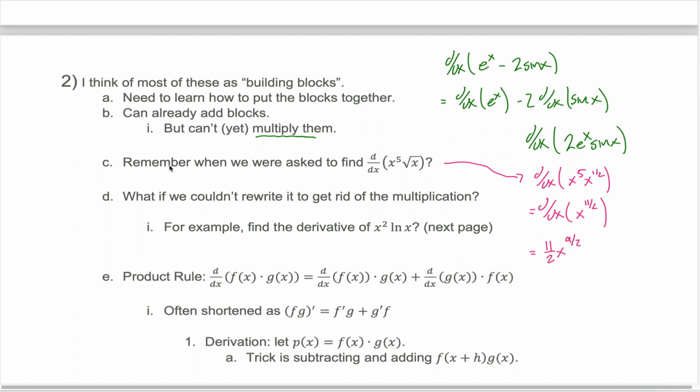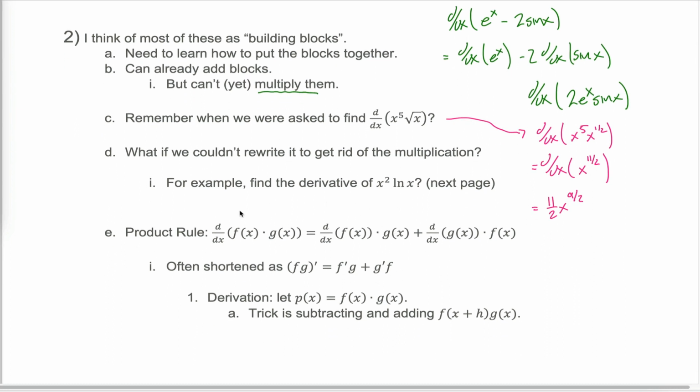Cool. But what if you were in an instance where you couldn't use algebra to rewrite this so that it was no longer a product? What if, for example, I asked you to find the derivative of x squared times the natural log of x? There's no way algebraically to rewrite this so that it becomes something that we can take the derivative of. We're going to need the derivative product rule. Fortunately, it's the very next thing in my notes. Here's the derivative product rule.